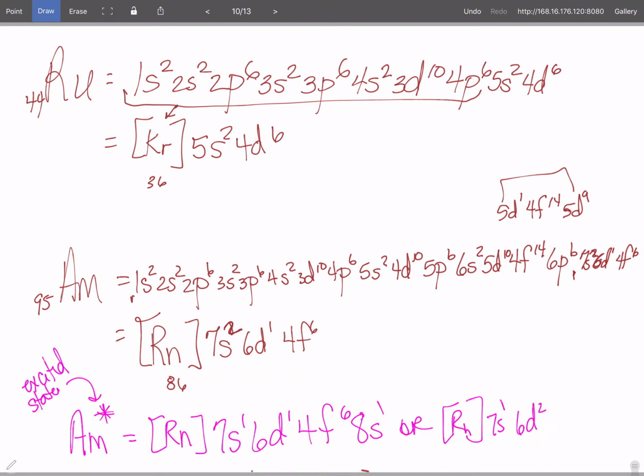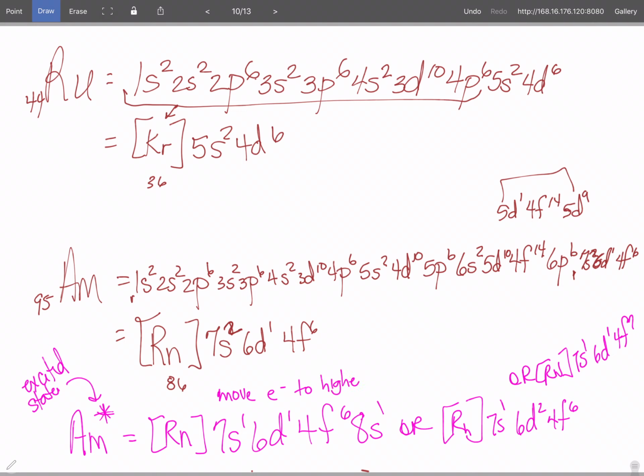Or I could have done the radon core, 7s1, 6d2, 4f6. Or I could have done the radon core, 7s1, 4d, whoops, helps if I don't change the number, right? Keep your numbering, 6d1, 4f7. Okay, so what we do with the excited state is we move an electron to a higher energy.